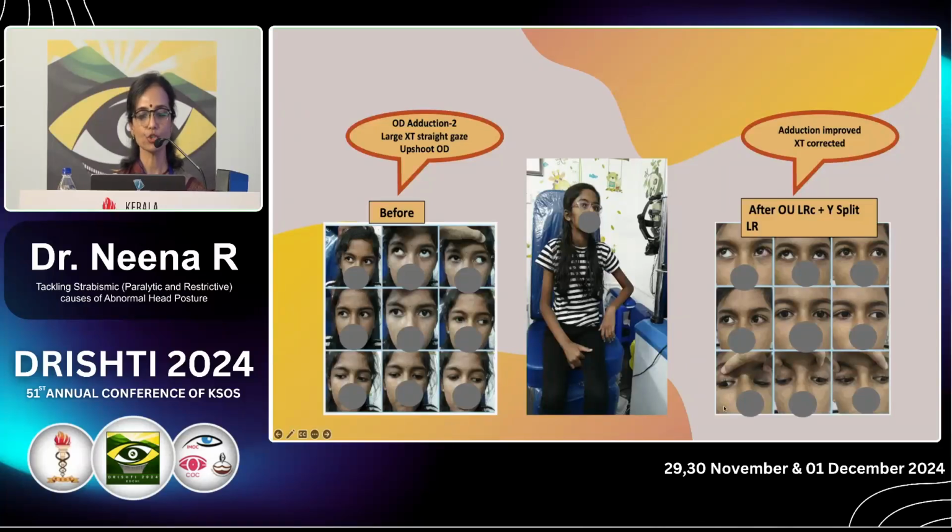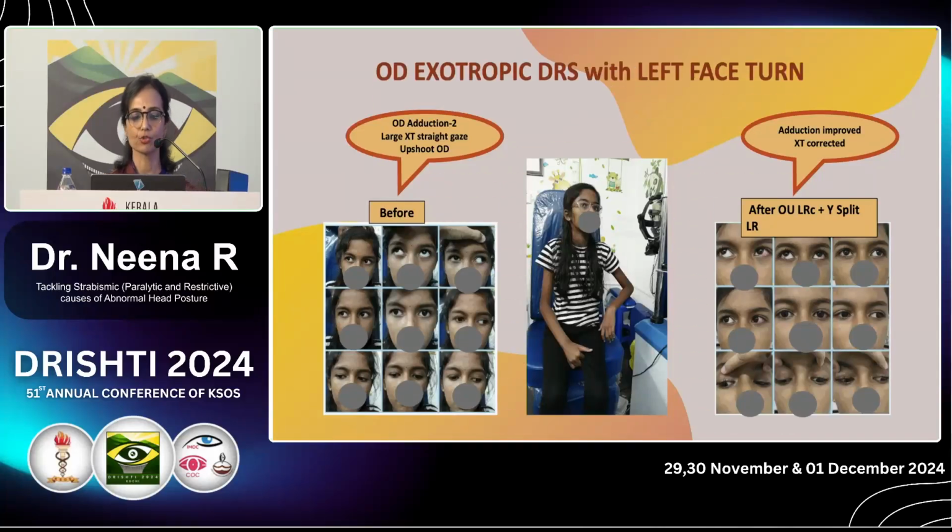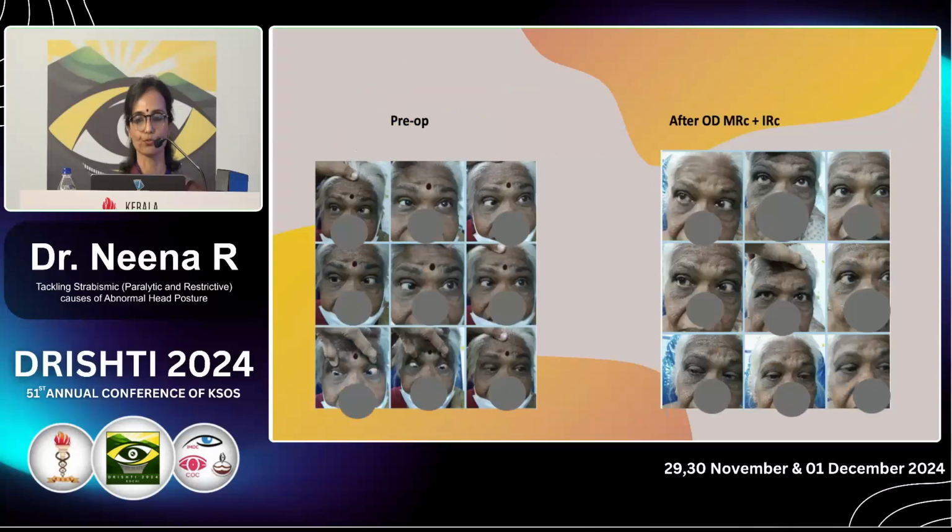So this is another child. You can see she has a left face turn, and this time the culprit is not the left eye, it is the right eye. You can see in primary position she has a significant exotropia and an adduction limitation with palpable fissure changes and also an upshoot. So this is a classic exotropic Duane's retraction syndrome, and we did a lateral rectus recession with a Y-split of the lateral rectus in the right eye, and you can see she's much better, and the upshoot is also better controlled and the face turn improved.